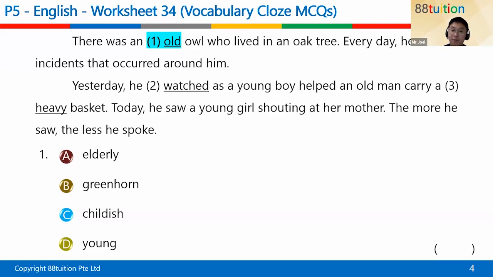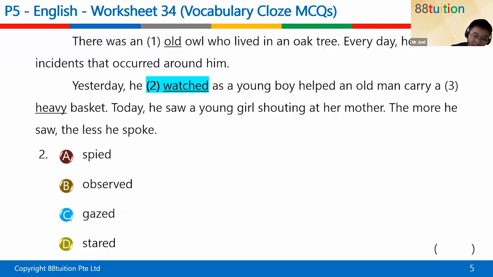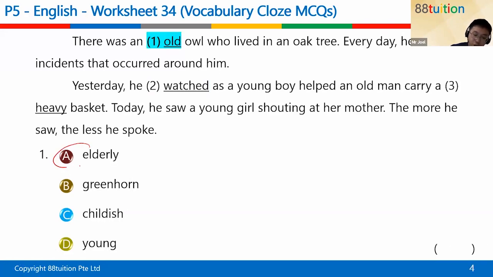What do you think we can replace old with? How about Howie? What do you think? Felix, you're correct. Good. And how about Brian? Oh, Brian answered it online already. Good. I have your correct answer. Yunquan, that's right. Okay, so the best answer here is actually elderly. So elderly should be your answer here.